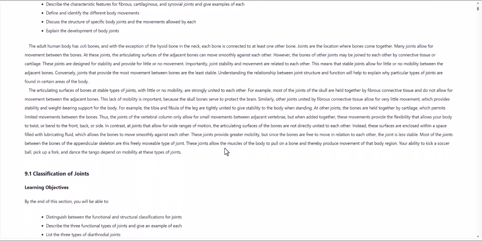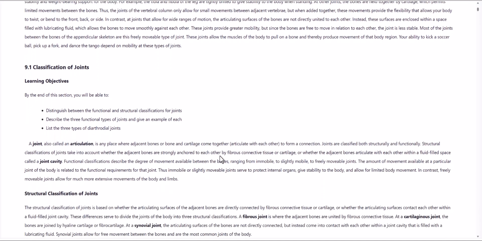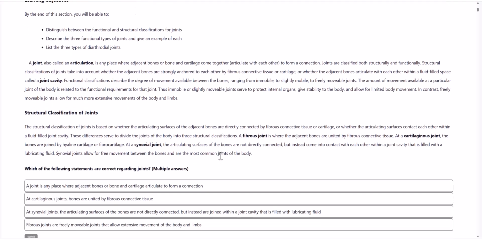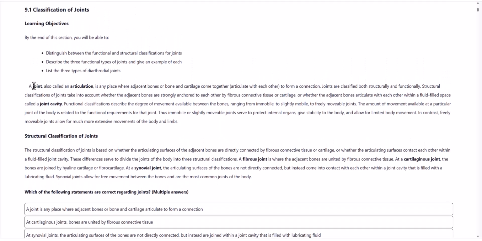I will introduce each of these major types of joints in section 9.1, but then sections 9.2, 3, and 4 go on and give just a little bit more detail about these. These first four sections are going to go rather quickly as I move through describing these flavors of joints. So again, a joint is also called an articulation, simply where two bones come together.